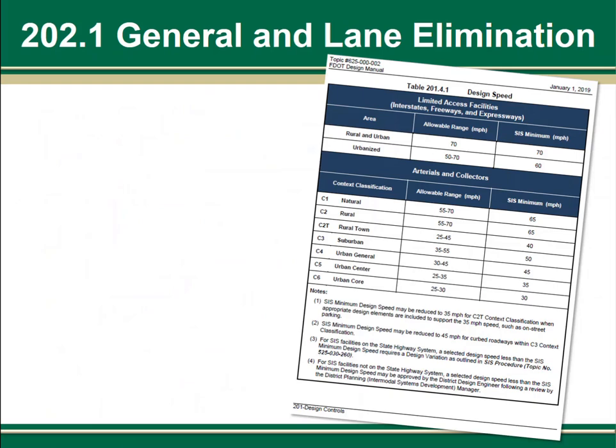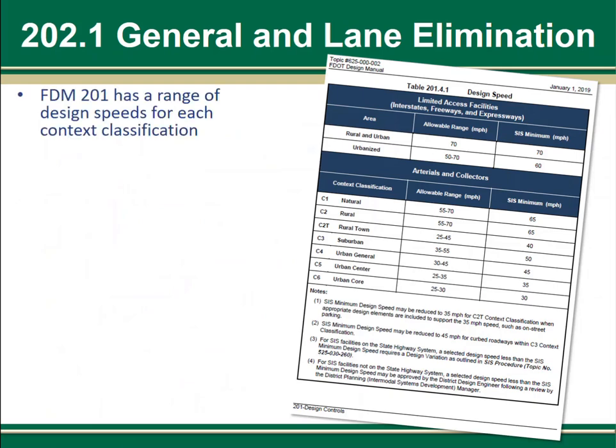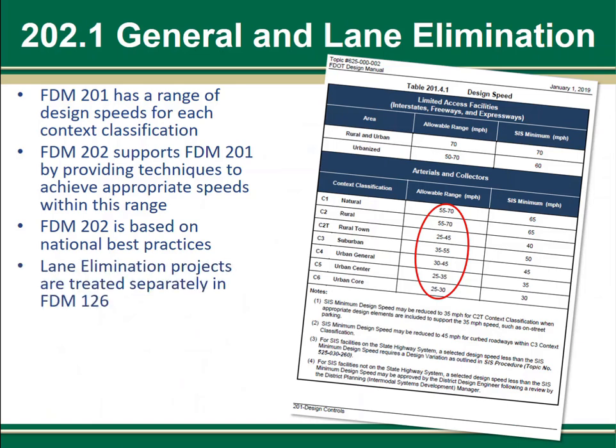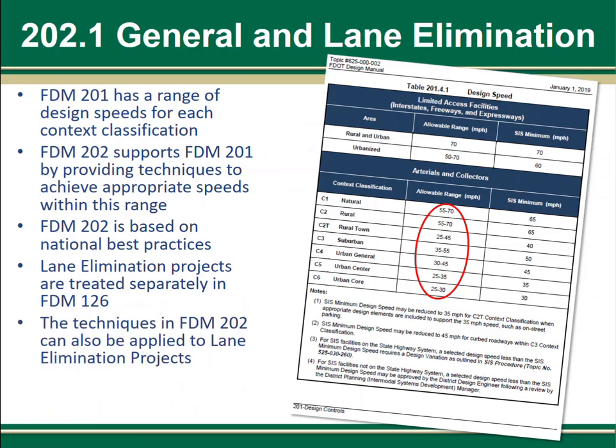202.1 General and Lane Elimination. FDM 201 has a range of design speeds for each context classification. FDM 202 supports FDM 201 by providing techniques to achieve these appropriate design speeds within the range. FDM 202 is based on national best practices. Lane elimination projects are treated separately in FDM 126, but the techniques in FDM 202 can also be applied to lane elimination projects.